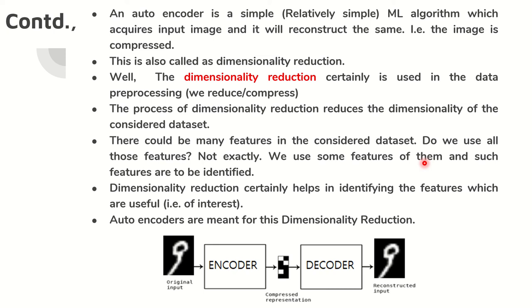What do you mean by this? A very simple example. When I am considering a data set, for example an image, there could be multiple features attached to it. Do I need all those features? No, I may need only a few of them. So dimensionality reduction will help you acquire only those features which are of your interest, and that's what it is all about. Autoencoders are 100% meant for this dimensionality reduction.